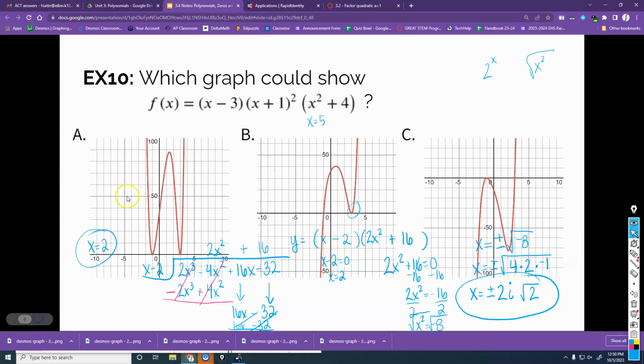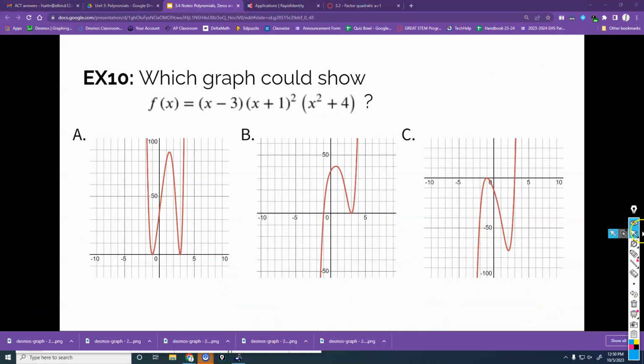All right, here's our next one. Now, it is perfectly fine on this one to graph it. You could graph this in Desmos, check and see what it looks like. That's a perfectly fine way to do this problem. But a somewhat quicker way is to look at your zeros here. So what's the 0 for this first factor? x equals 3. What about here? x equals negative 1.